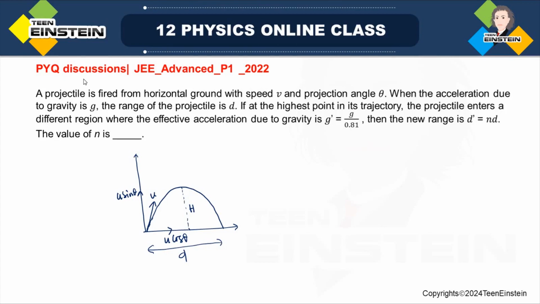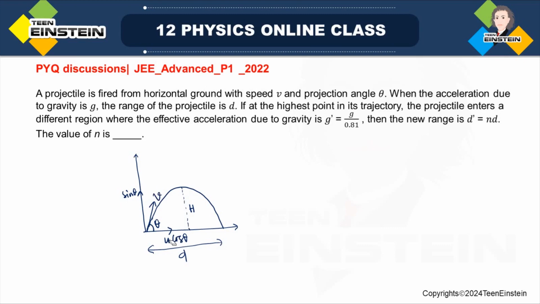Hello students, welcome to the PYQ discussions on JEE Advanced papers. Here I have got a problem from JEE Advanced paper 1, 2022. The problem says a projectile is fired from horizontal ground with speed v and projection angle theta. So as you see in this figure, this is the angle theta, angle of projection, and this speed, initial speed is v.